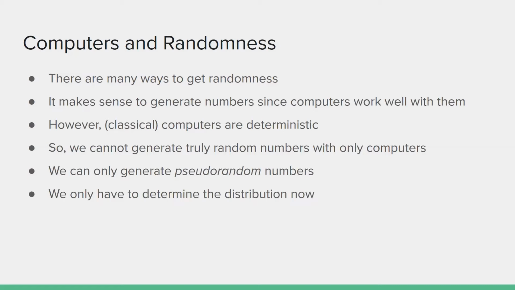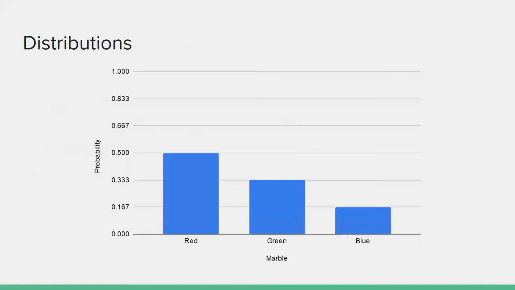Now, let's talk about distributions for a little bit. A distribution looks something like this. You have the different outcomes on the bottom and their respective probabilities. And the goal of creating a random number generator is to be able to model all possible distributions, including this one, right? So obviously we could generate numbers where one is a half probability, one is a third probability, one is a sixth probability.